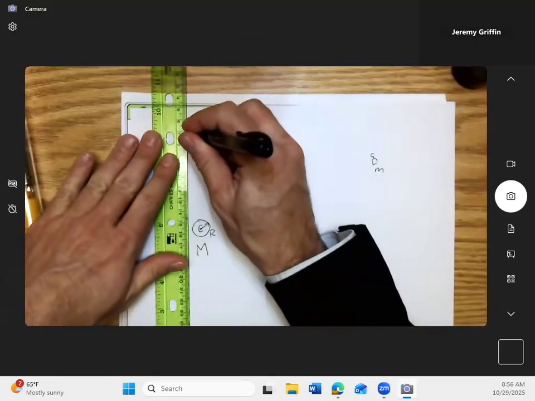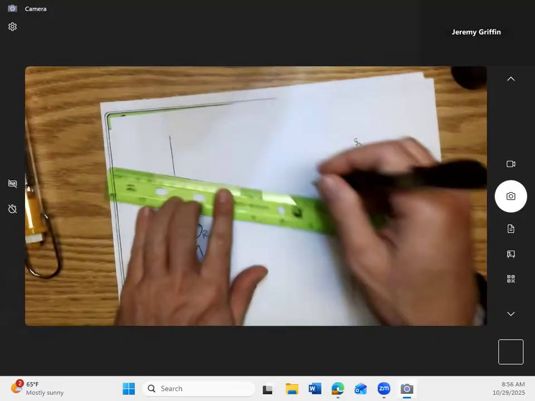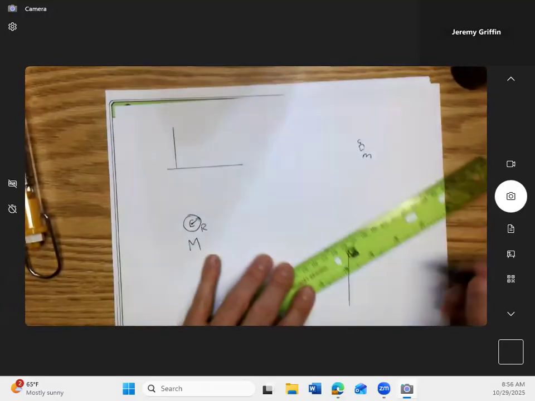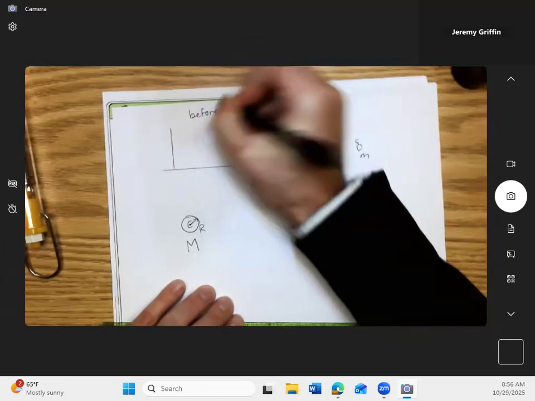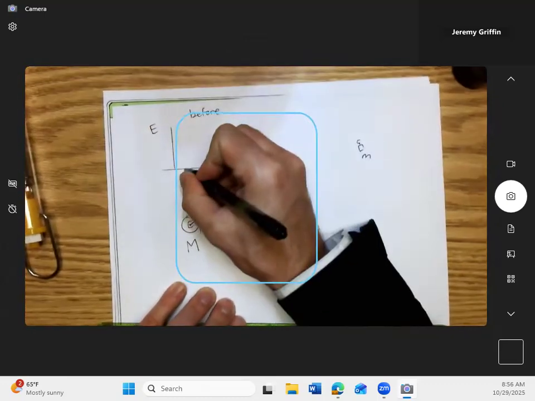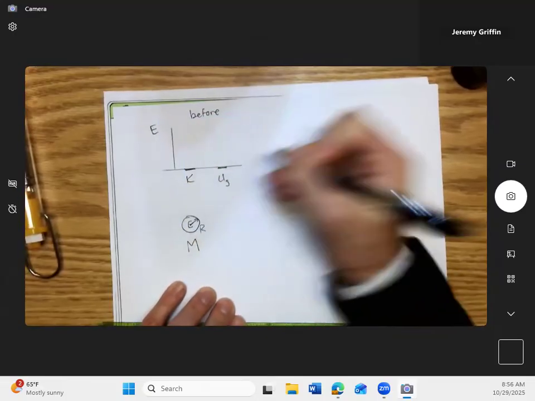So if I sort of made a graph, here I'm going to make a bar chart. I don't do a ton of bar charts in this class, but AP likes bar charts. So here, just so at least you can see it, I'm going to do before and after. So before, how much energy do I have? I'll do K for kinetic, and I'll do U sub G for gravitational potential.